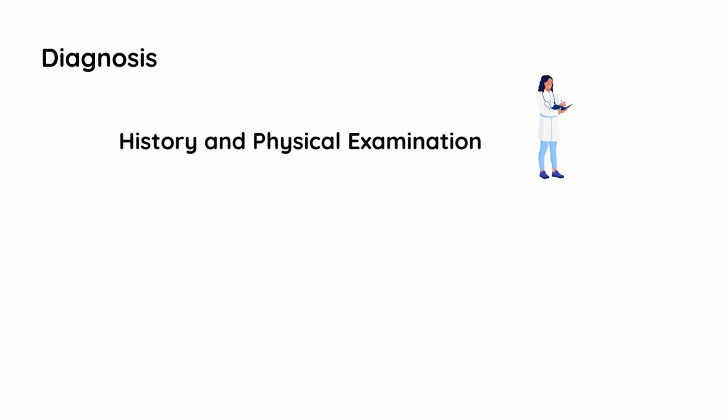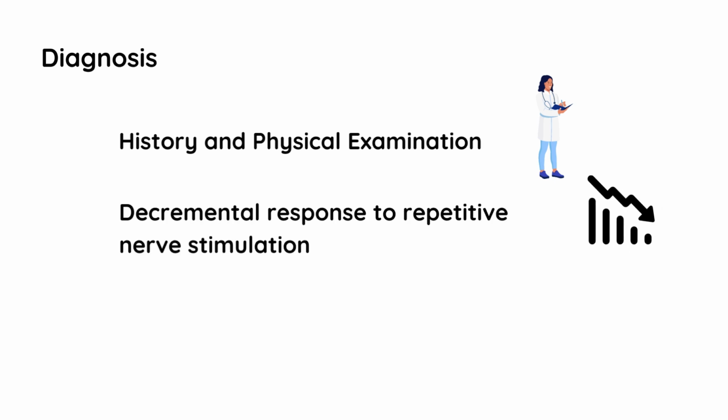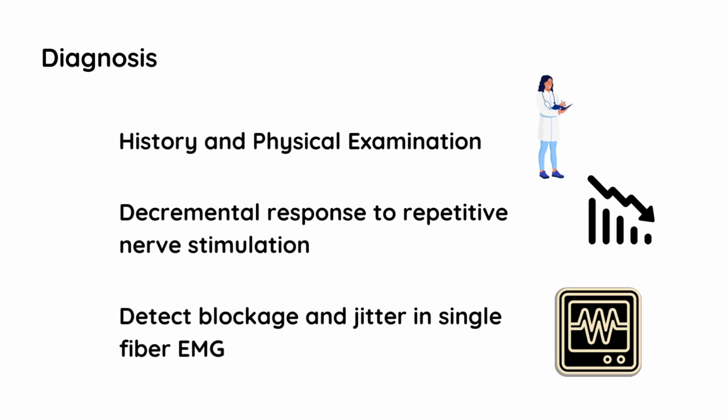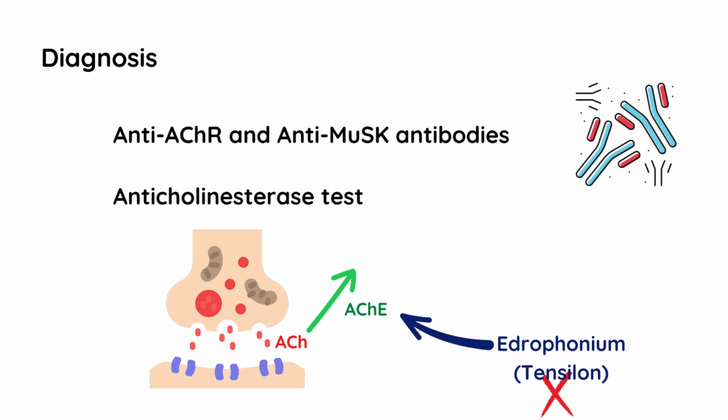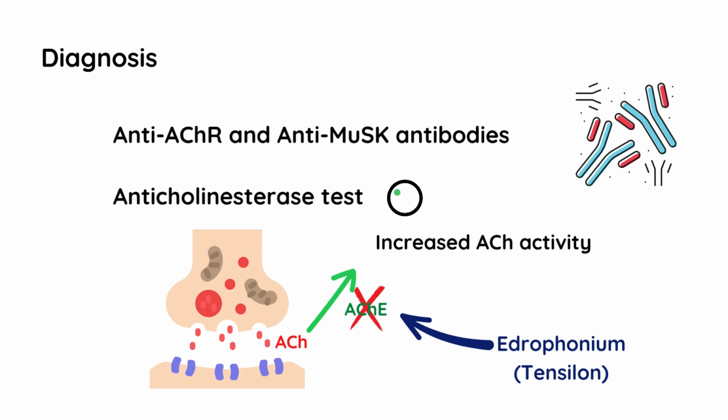The first step for diagnosis is taking history and physical examination. We may see some suspicious findings. We find a decremental response on the repetitive nerve stimulation test. We can detect blockage and jitter in single-fiber EMG. Anti-AChR and anti-MuSK antibodies can be detected in the laboratory. In the anticholinesterase test, edrophonium or neostigmine inhibits acetylcholinesterase in the synaptic gap, resulting in increased interaction between acetylcholine and acetylcholine receptor. If there is improvement, the test is positive.